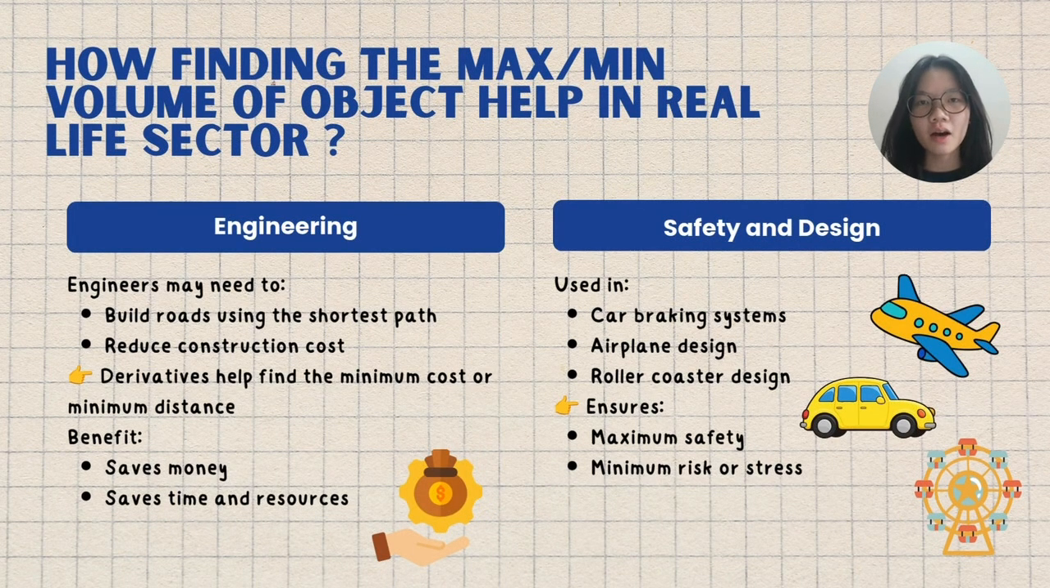And let's see how optimization is applied in real-life applications. For example, engineers use derivatives to design routes with the shortest distance and lowest construction cost. This helps save time, money, and resources. Derivatives are also used in designing car braking systems, airplanes, and roller coasters. Engineers use optimization to improve safety while reducing unnecessary stress on the structure. Therefore, derivatives are very important in engineering design.